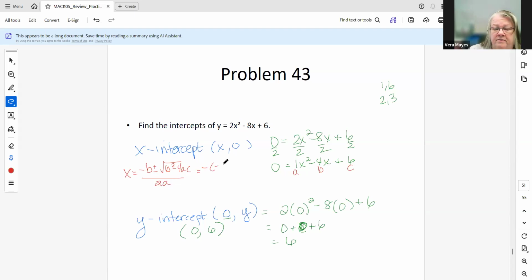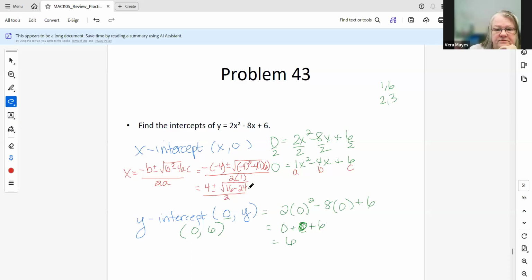So negative b plus or minus the square root of b squared, that was negative 4 squared, minus 4 times 1 times 6, all over 2 times 1 on the bottom. All right, so we need to simplify this. Negative of a negative is a positive. Inside the radical, I've got negative 4 squared is a positive 16. Negative 4 times 1 is a negative 4, times 6 is a negative 24. And a 2 on the bottom.